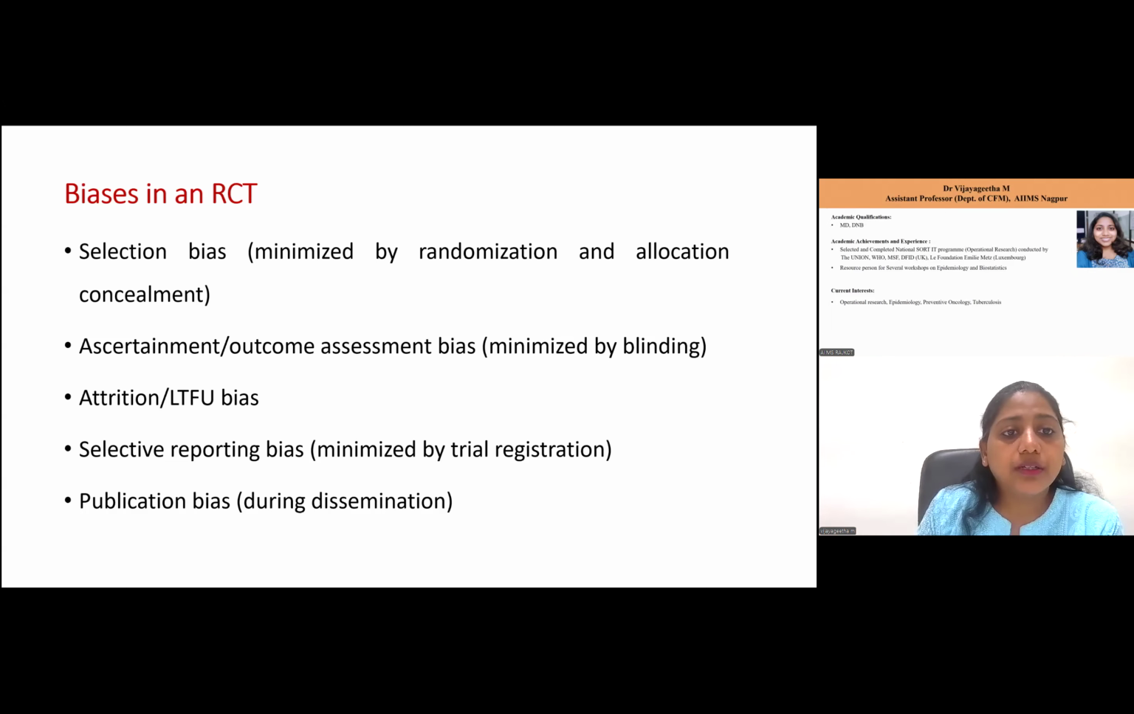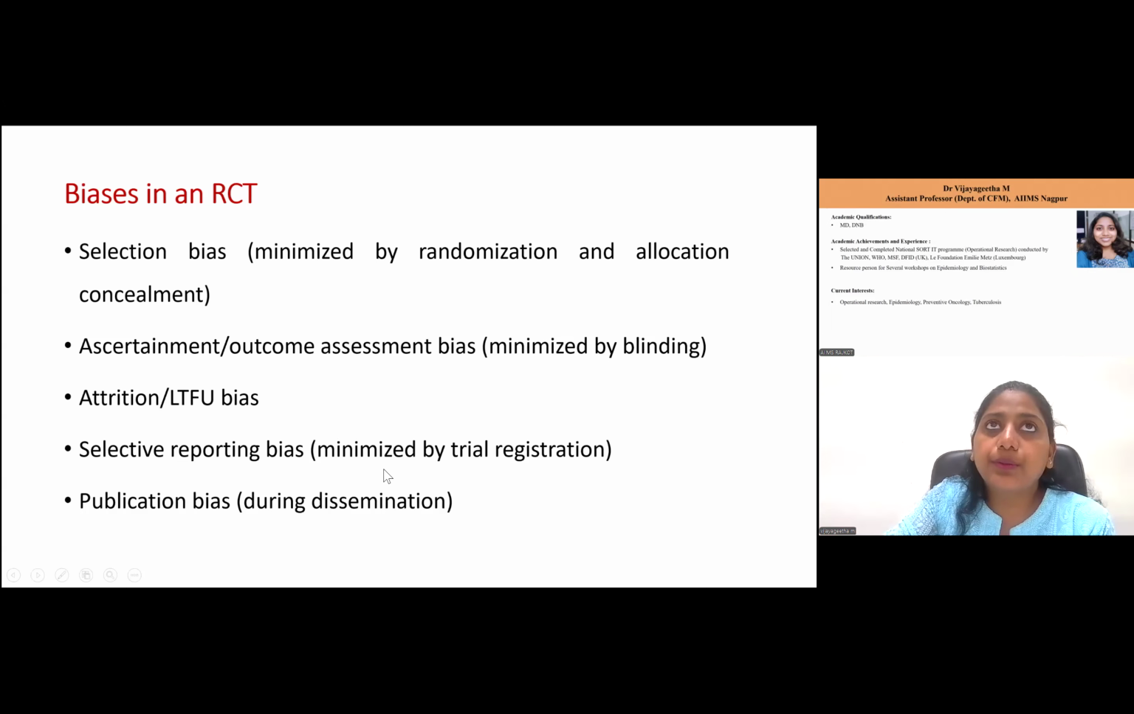The next one is ascertainment or outcome assessment bias. This can again be minimized by blinding the individuals. It could be the allocator, it could be the statistical analyzer, or it could be even the one who is involved in the initial parts of the study. And attrition or loss to follow-up, we will discuss about it. The next one is selective reporting bias.